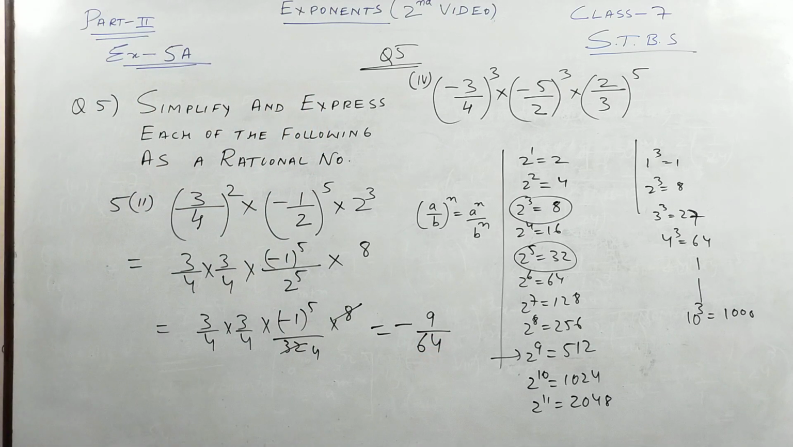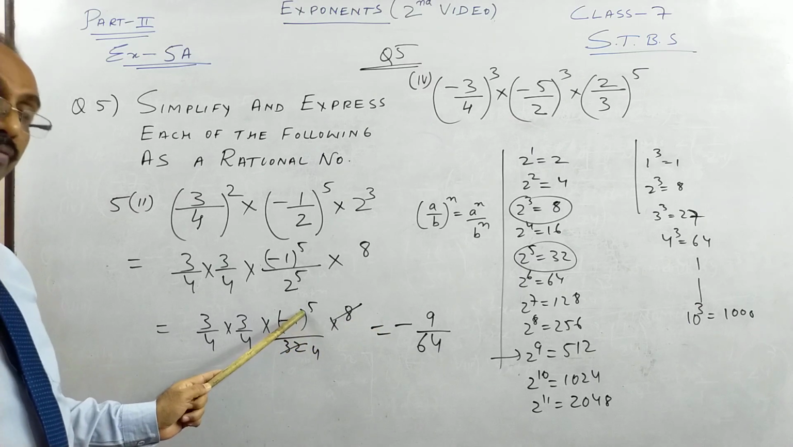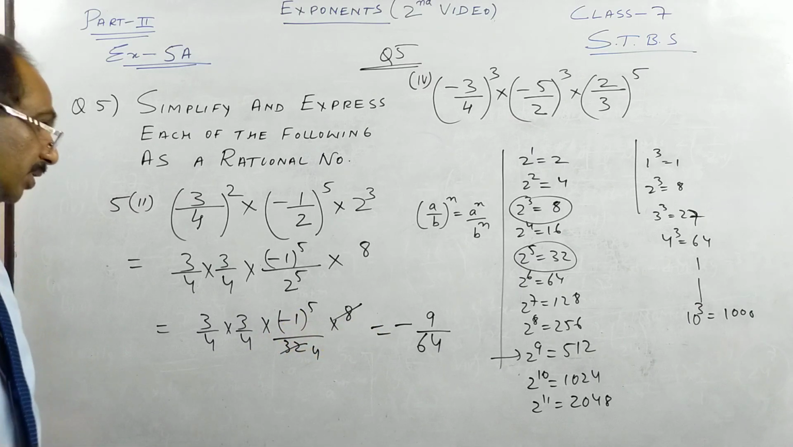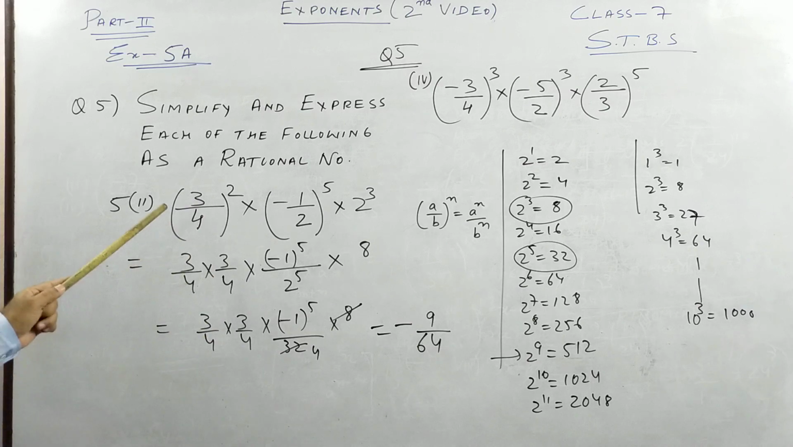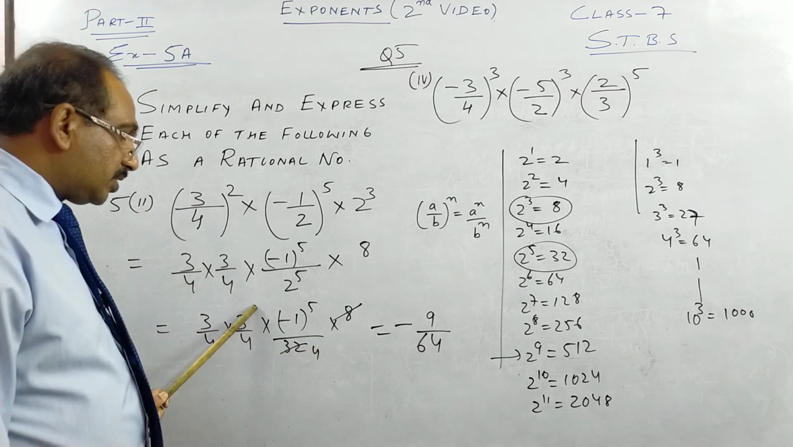So what do we see? If minus 1 to the power odd power is there, answer is minus, and if it would have been even power, answer would have been plus. So this is how we simplify, and your answer, don't write it as 3 square.